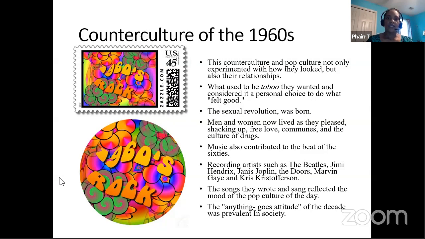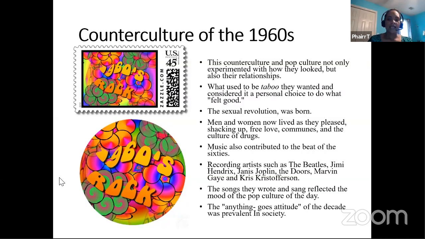Music, of course. They tried to say that music was the reason that a lot of these individuals during the 60s were brainwashed. And again, you had a lot of big artists that came about during the 60s: the Beatles, Jimi Hendrix, Janis Joplin, The Doors, Marvin Gaye, Kris Kristofferson. And of course, a lot of the music they sang in the 60s was not just about society, it talked about a lot of the things that were happening during that time.